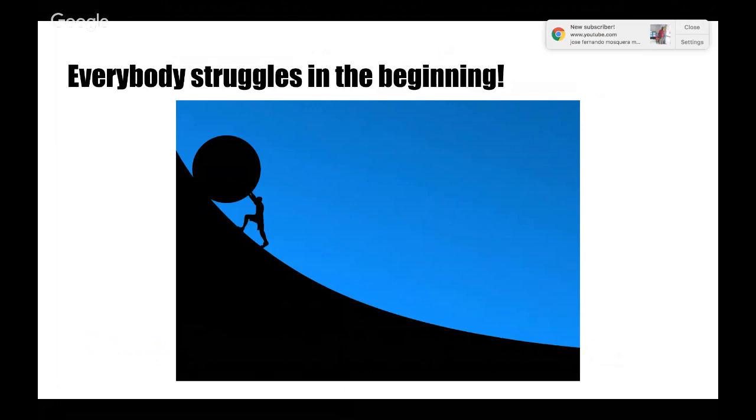I installed Caffe on my laptop. I understood how to use it. And then finally I couldn't do it. I had to take help from my friend. And all he had to change in my architecture was one little parameter. And boom, it started working. So my point is that everybody struggles in the beginning. And if you are struggling right now, that is nothing new.